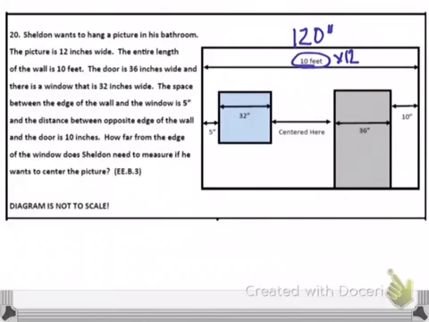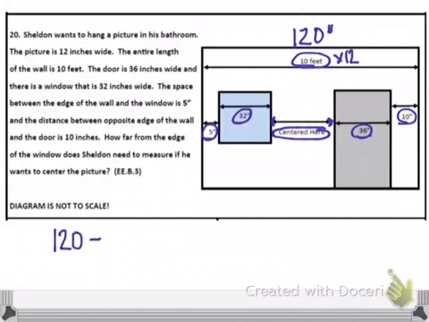How far from the edge of the window does Sheldon need to measure if he wants to center the picture? And you notice right here it says that's where he wants to center the picture. So I've got to find out how much space I have right there. How many inches from the edge of the window over here to the edge of the door. So I've got to get rid of this and this and this and this. So I'm going to take my 120 inches and I'm going to subtract those.